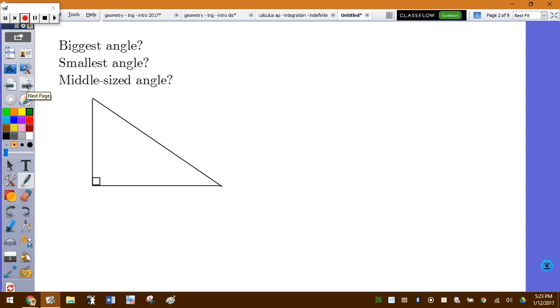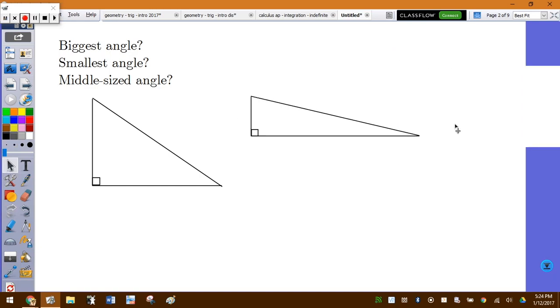Here you have a seemingly simple question. What's the biggest angle of the shape, the smallest angle, and the medium-sized angle? Without any measurements here, it's a bit of a vague question with a vague answer perhaps. But if we do what's often good in mathematics, and that's to exaggerate some of the proportions, therefore getting a better picture of what is really the relationship here, then this might show us a better picture.